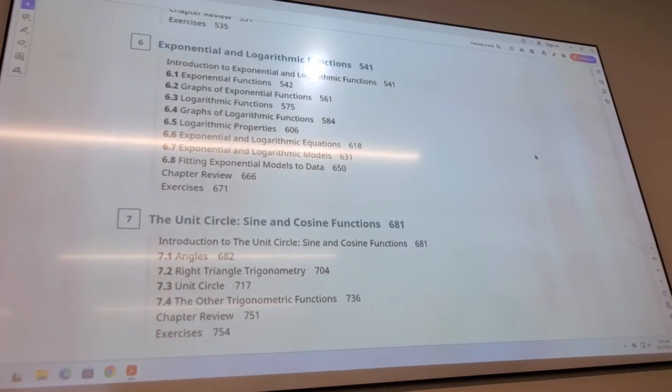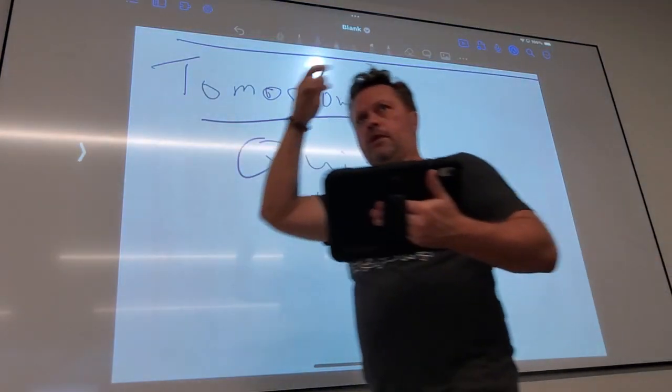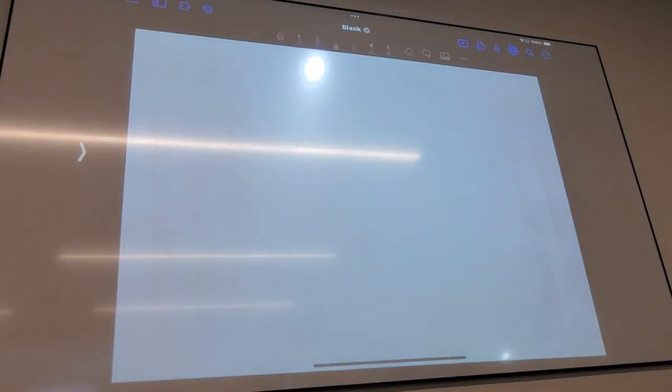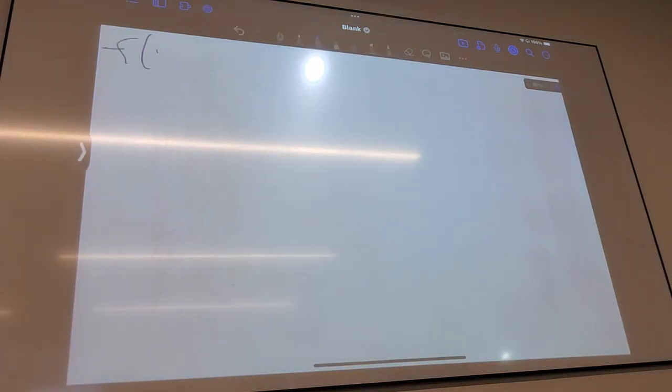Does anyone remember what a log looks like? What's an exponential look like? What's the basic shape of an exponential? Hold on, I'm sorry. I see you guys. All right, go do it again. Something like that. Yeah.